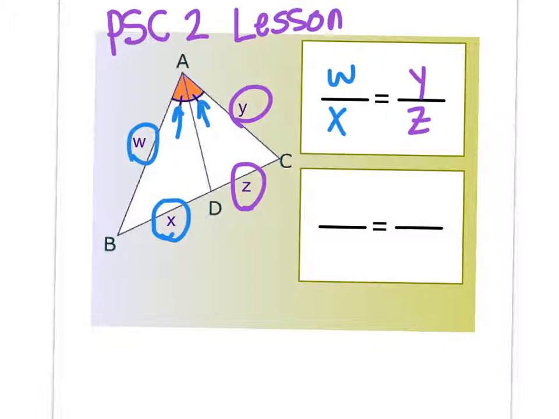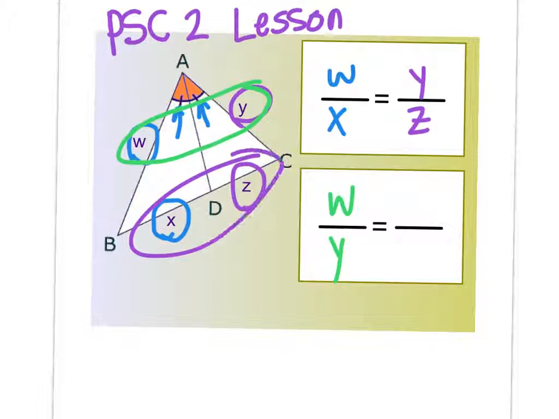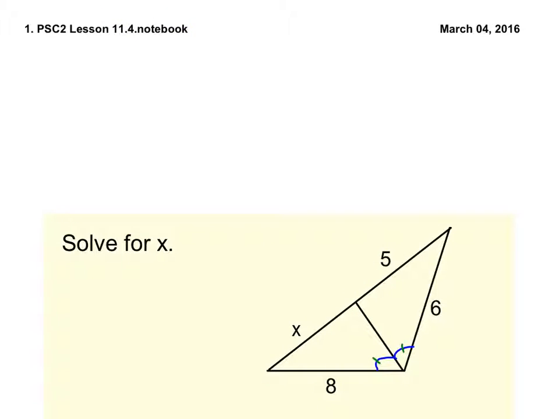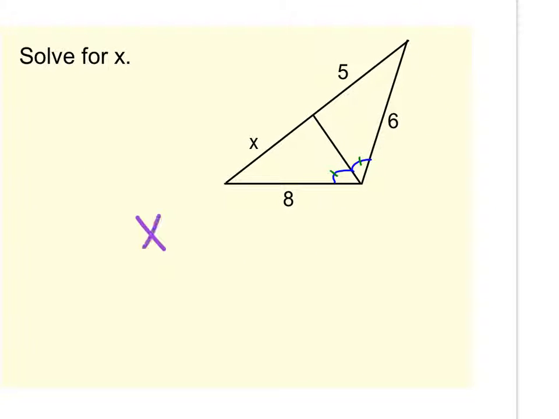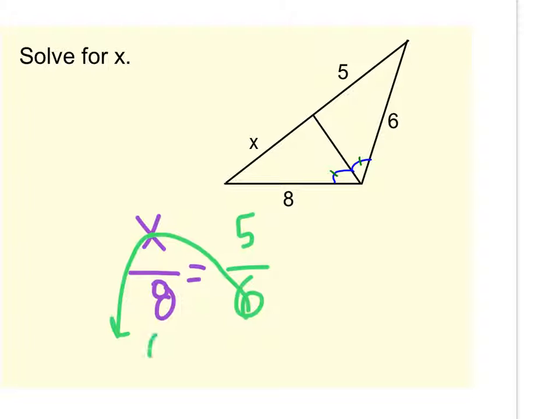You could say that these two sides have the same ratio as these two pieces made by the angle bisector. So let's now look at a sample problem. In this sample problem, I would set up x is to 8, and I would compare it to 5 is to 6. You do a little fancy cross multiplying here, and you can solve for x and get an answer.